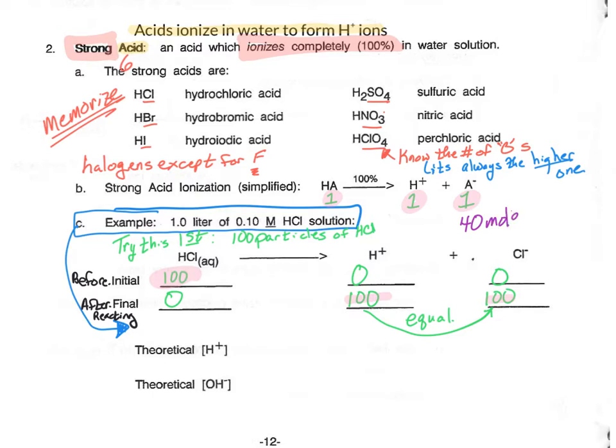What if we had started with 40 molecules instead of 100? That means that we have 40 particles of HCl to start with, and we have no hydrogen and no chloride. So what do we have afterwards? Well, if 100% reacts, we have no HCl left afterwards. All of it is turned into H plus and Cl minus, which will now be the same number we started with, which is 40.